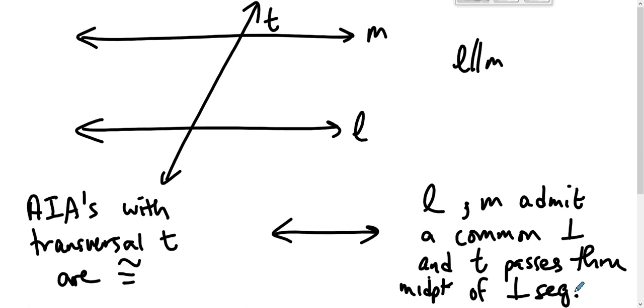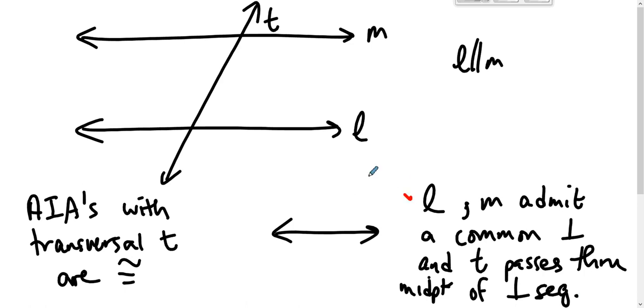Now that's a mouthful. So in neutral geometry, we know that if the alternate interior angles are congruent, then the lines are parallel. But here, parallels come in many varieties. So I want to specify what we're dealing with here. If the alternate interior angles are congruent, then L and M admit a common perpendicular and the transversal passes through the midpoint of the common perpendicular segment.